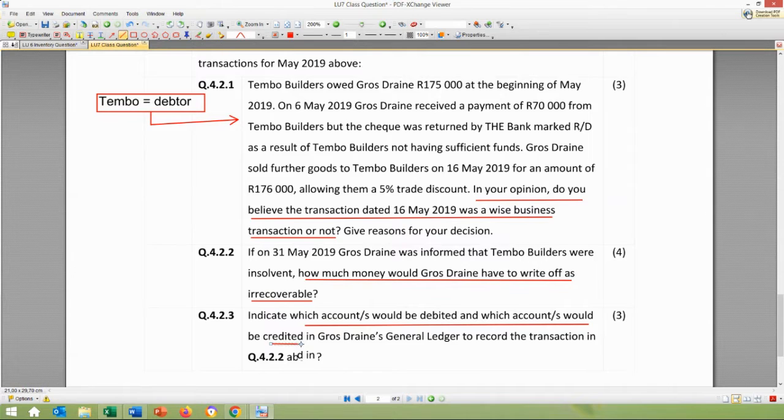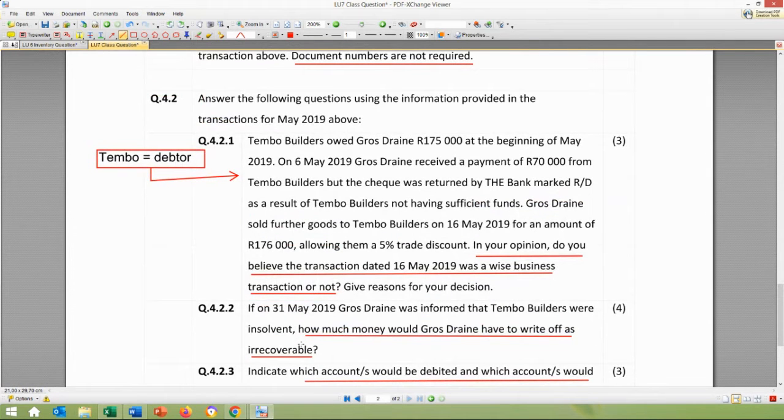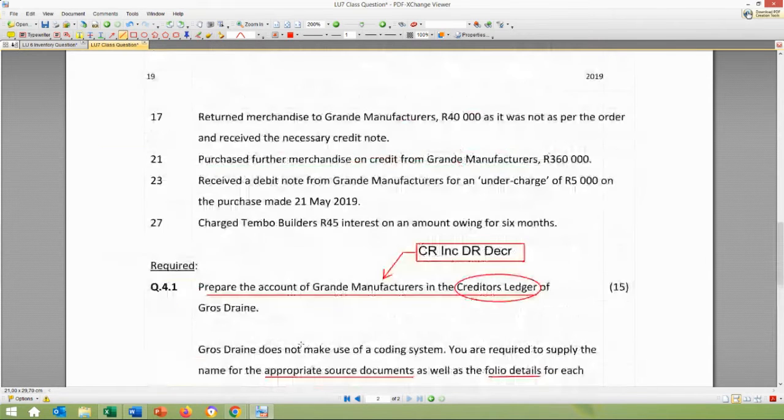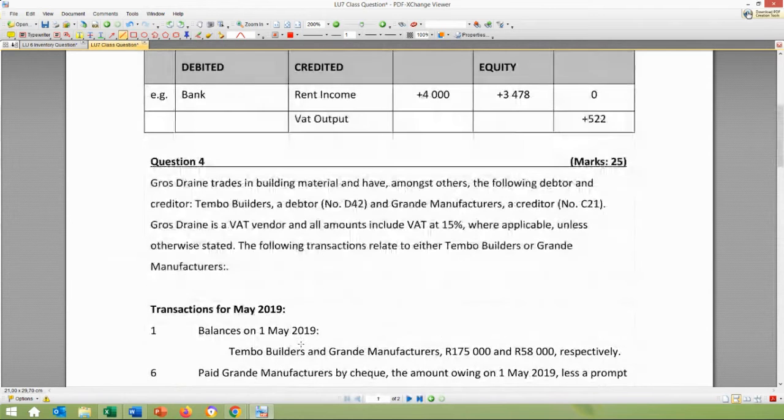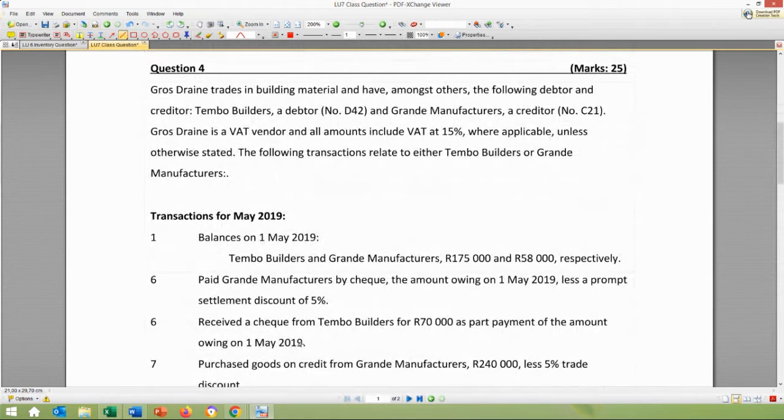Okay, so from this information, you can see we've got both a debtor and a creditor that we are dealing with. So we need to separate the information. Okay, so let's go through the information. So my suggestion is as soon as they have a debtor as well as a creditor in the question, to use 2 different pens or mark it differently so that you can identify your debtor from your creditor quite easily. Okay, so let's go through this information.